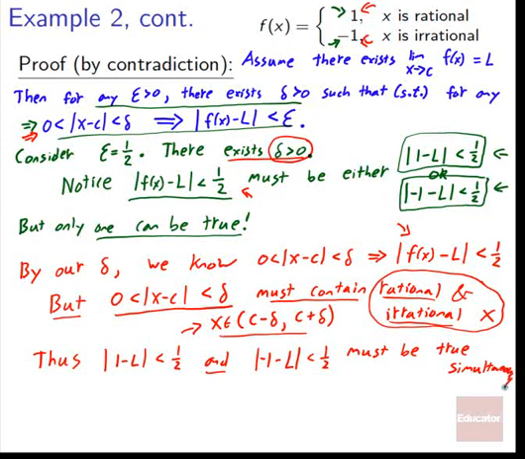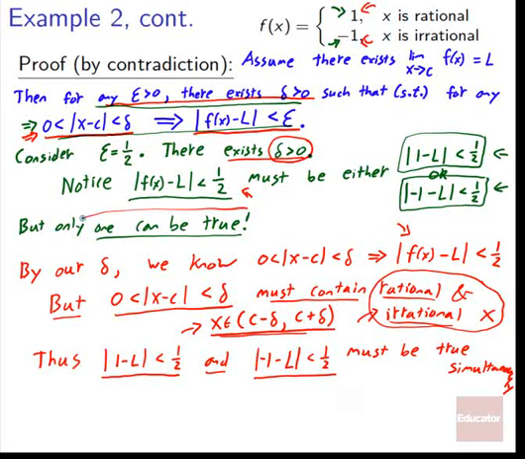Because we know that within our delta bound we're going to have both rationals and irrationals, and by the definition, for any epsilon greater than zero there exists a delta greater than zero such that if you're contained within that boundary of delta, it must map within that boundary of epsilon. So we're contained within c minus delta to c plus delta, but there are rationals and irrationals in there, so our epsilon boundary must contain both 1 and negative 1. So the absolute value of 1 minus L must be less than 1/2, and the absolute value of negative 1 minus L must be less than 1/2.